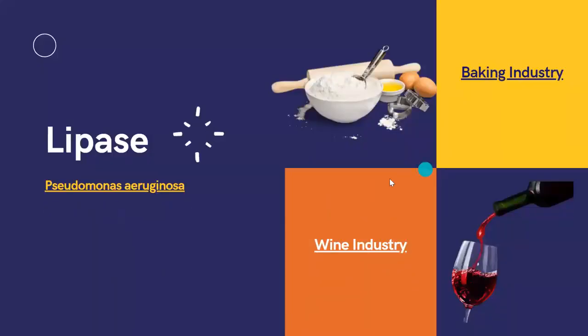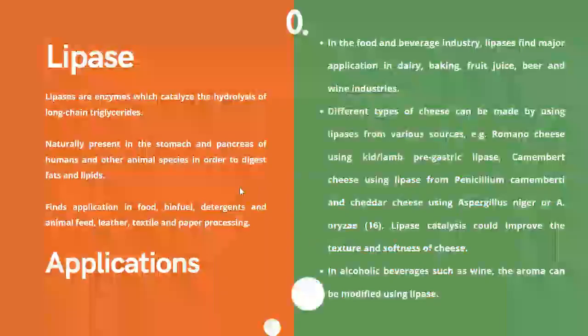So now coming to lipase. Lipase, as the word suggests, has something to do with fat, lipids, right? These lipases are obtained from Pseudomonas aeruginosa. Again, if you see from the picture, this is majorly used in the baking industry and wine industry. As the name suggests, it has something to do with your lipids. So let's see what its major function is.